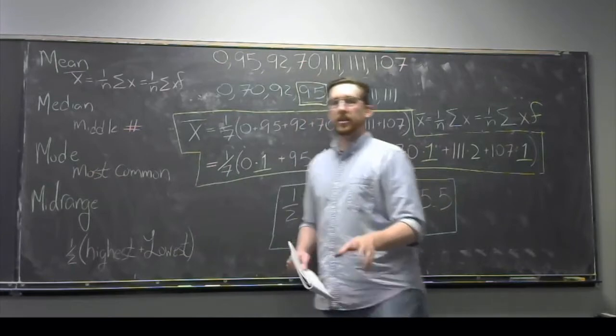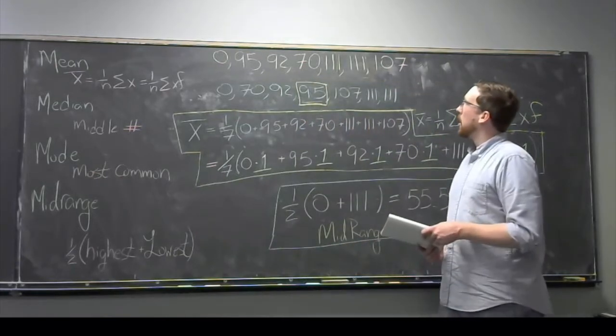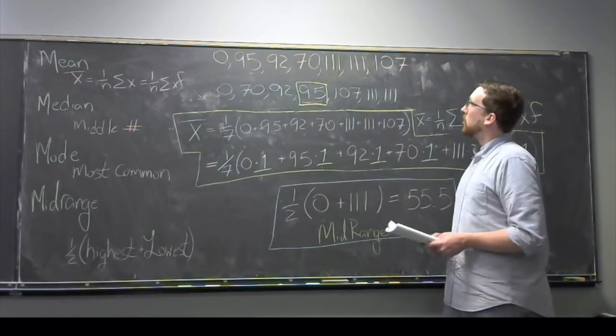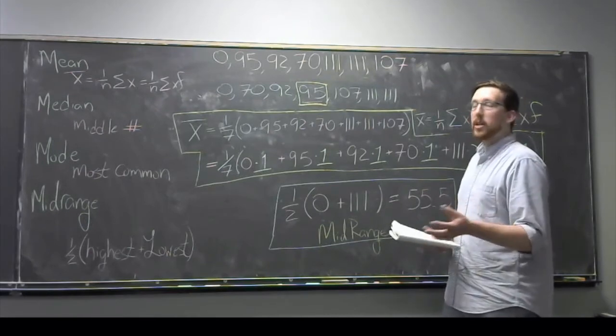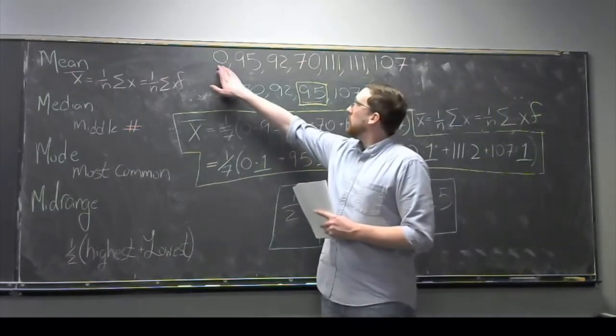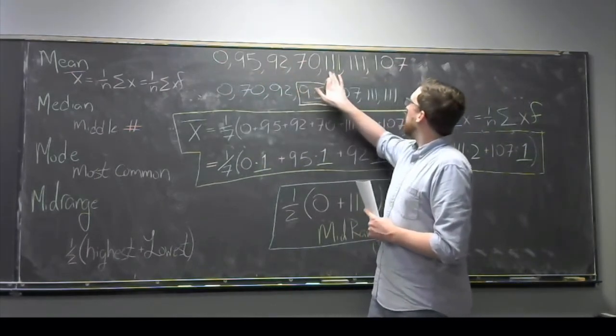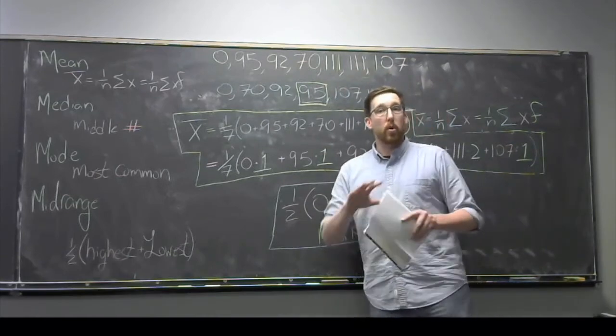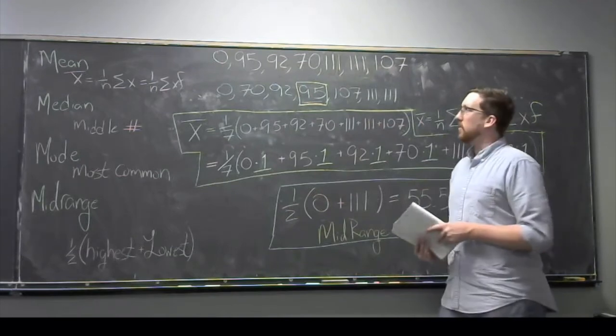So looking at an example, let's take a sample from our previous data set. That data set was, of course, about grades, right? We've got the values 0, 95, 92, 70, 111, 111, 107 for the number of points different students received.